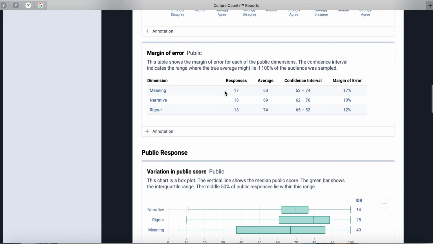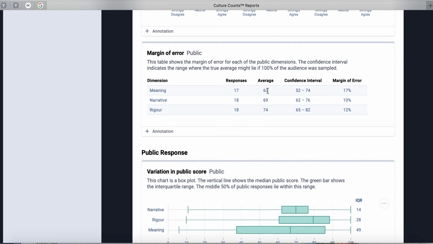Margin of error. Now this only looks at the public responses. What this means is, if you were to survey all of the people that attended the work, how representative, how accurate your average is. So we can see that there were 17 responses to the meaning dimension, 18 to narrative, and 18 to rigour. And these are the averages that came out of them.